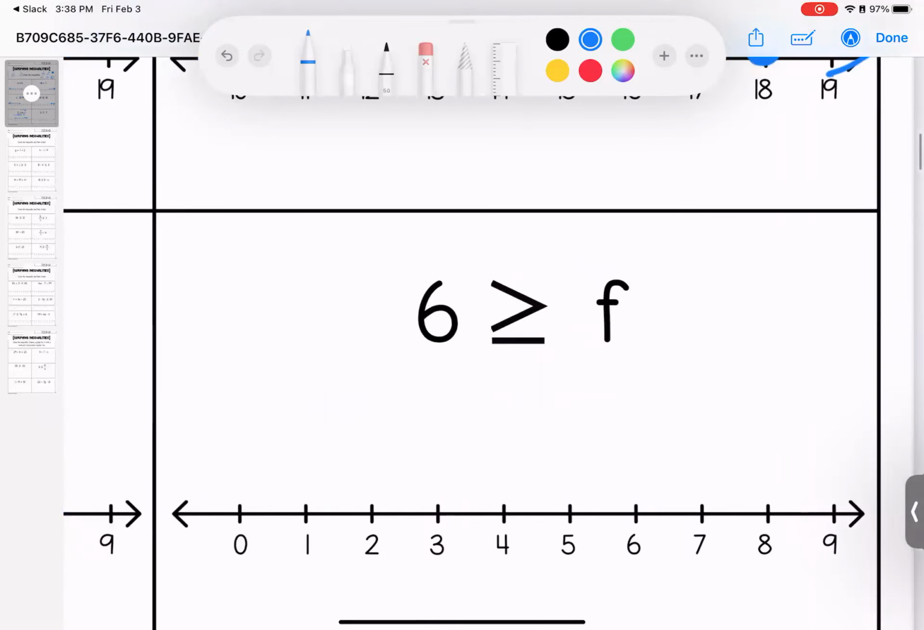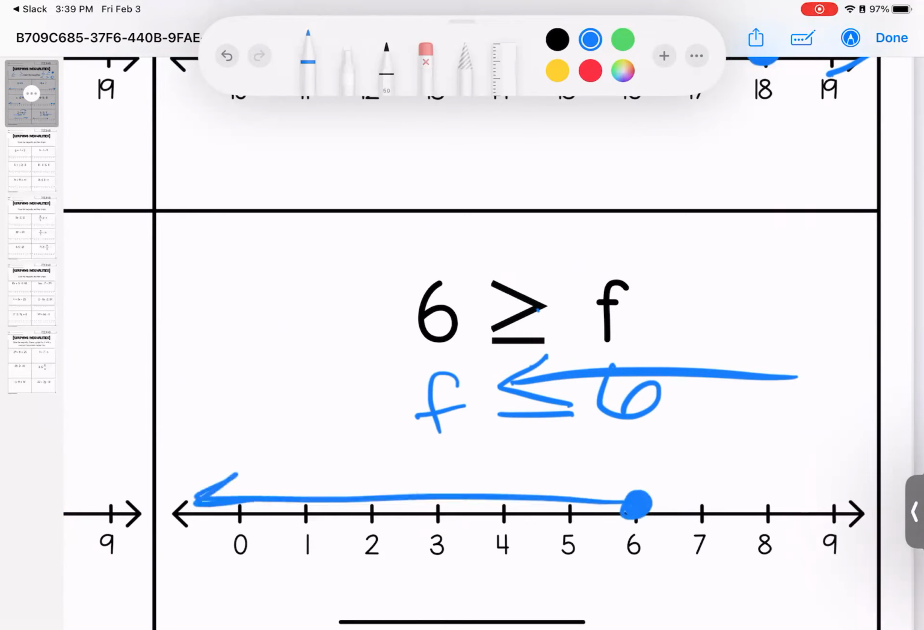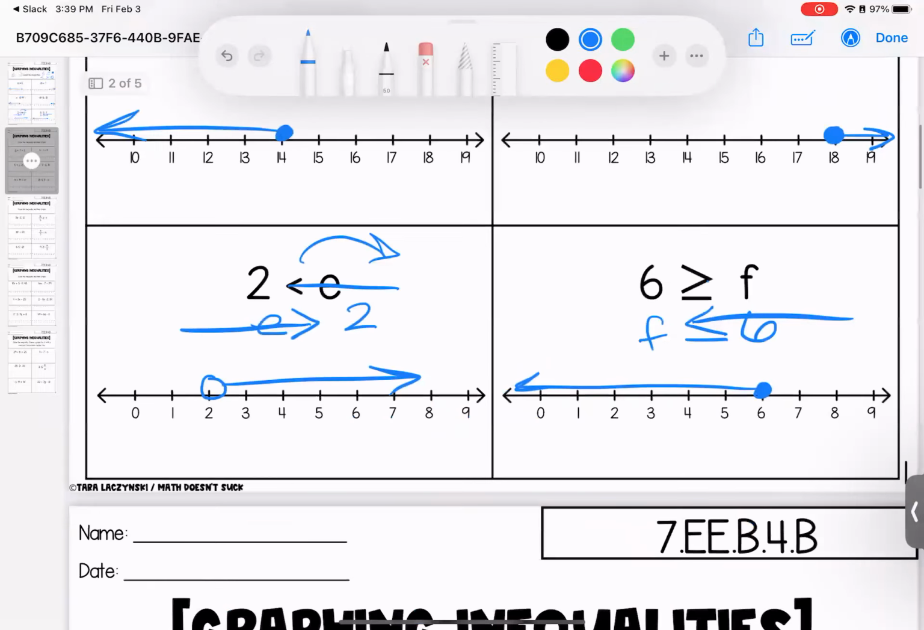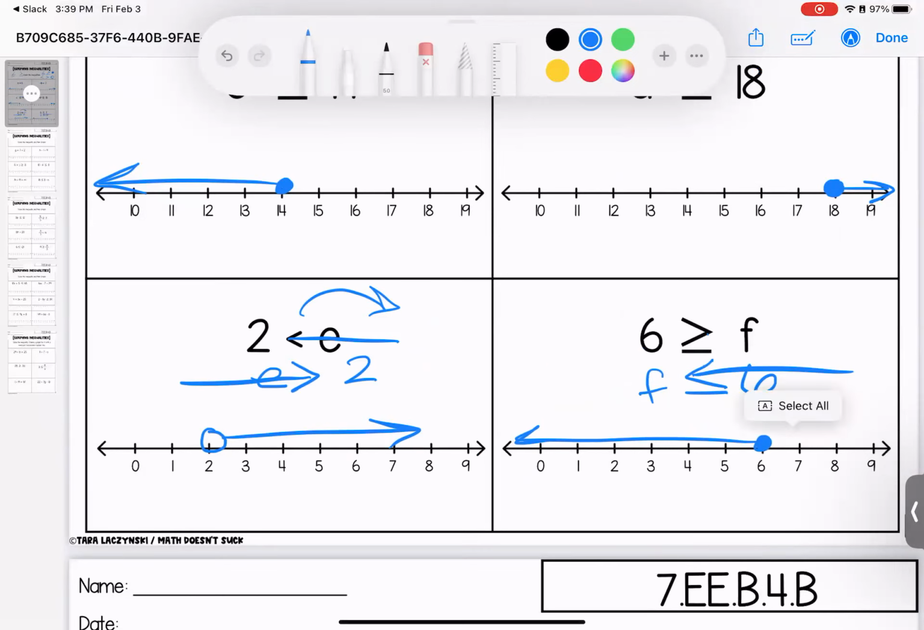Okay, so for this one, our variable is again on the opposite side. So my arrow is going to go the opposite direction, or I can flip them: F and 6, and then change my direction. So I'm going to find F. I'm going to find my 6. I'm going to fill it in because it is or equals to, and I'm going to draw my arrow. So remember, if our variable's on the left, all we have to do is finish out that arrow. If it's on the right, we need to flip it. All right, any questions on this page? Bring them with you to class.